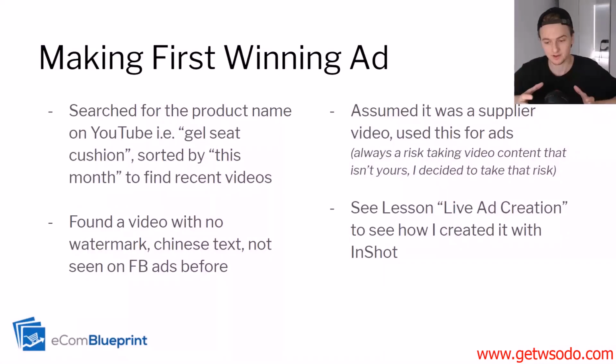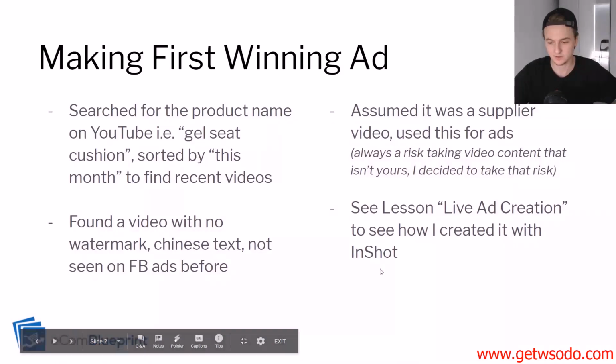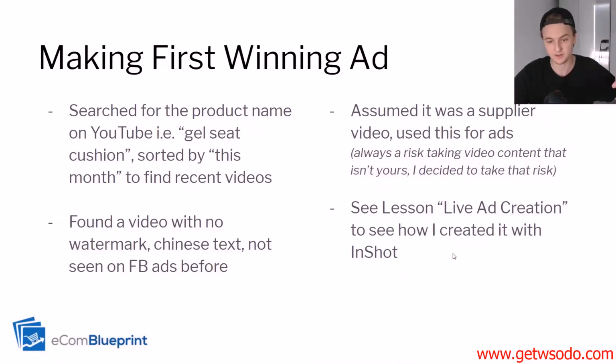Now, if you want to know exactly how I made this ad, how I edited it from the YouTube video into the ad that I just showed you, you can see the lesson live ad creation. I'm going to add a video lesson right after this one, and it's just going to be a screen recording on my iPhone showing you how I edited this ad with InShot. InShot is a phone app, and this is how I make a lot of my ads recently because it's really easy to use, and you can make multiple variations of ads on your phone. It's not hard to do. You can watch that video. It's going to be a screen recording of me turning that YouTube video into the ad that I just showed you. I hope that clears up how I make these ads with InShot.